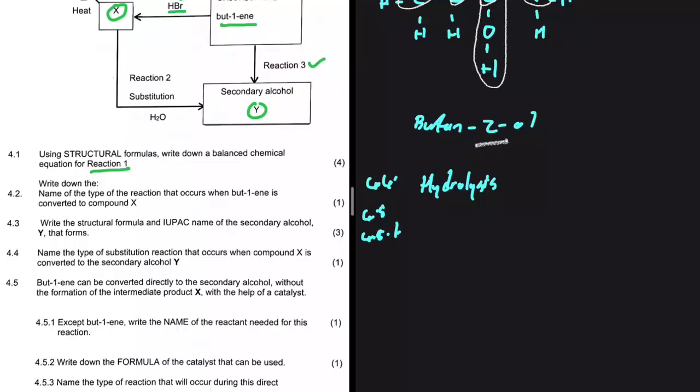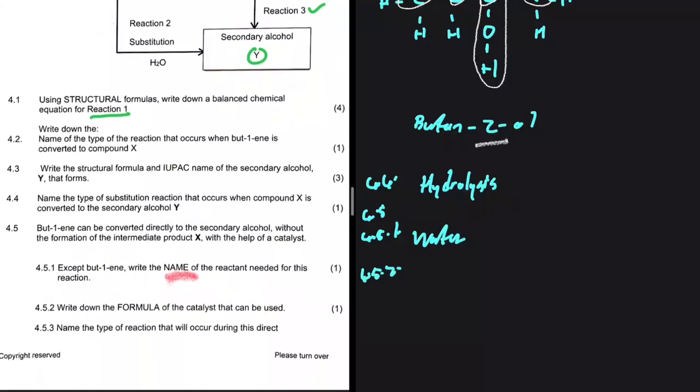So if they tell you what it is, then you can actually say, oh okay, it means that the answer to 4.2 is addition. What do you need to add to butane in order to have an alcohol as your product? You need to add H2O, but they say the name. So if you write H2O, it is wrong because H2O is not a name. The name is water, right? That is another trick to the question, because if you write H2O, I'm telling you, your answer is wrong. You need to write water.